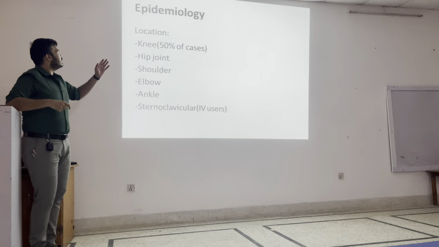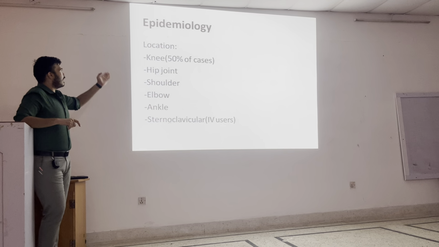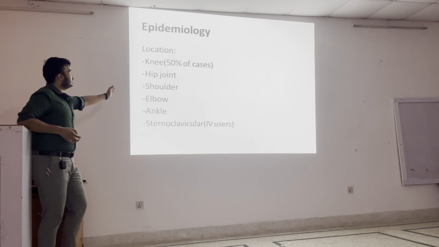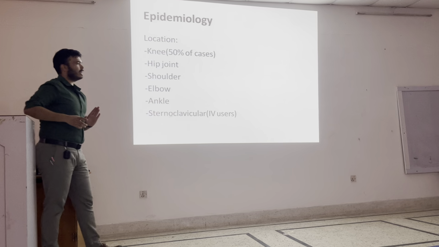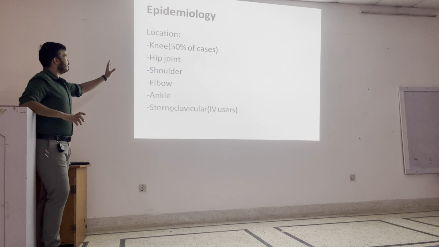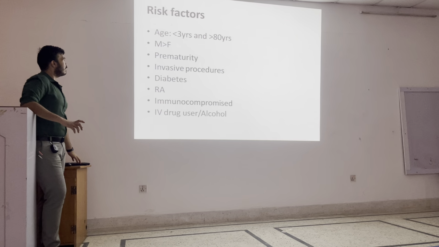So just see, knee joint, hip joint, shoulder joint. Oh, I'm sorry, it's the knee joint. In 50% of the cases it's the knee joint. But these are the most important joints: the knee joint and the hip joint. Shoulder, elbow, and ankle can also be involved, but the major ones are the knee and the hip joints. Now next slide.